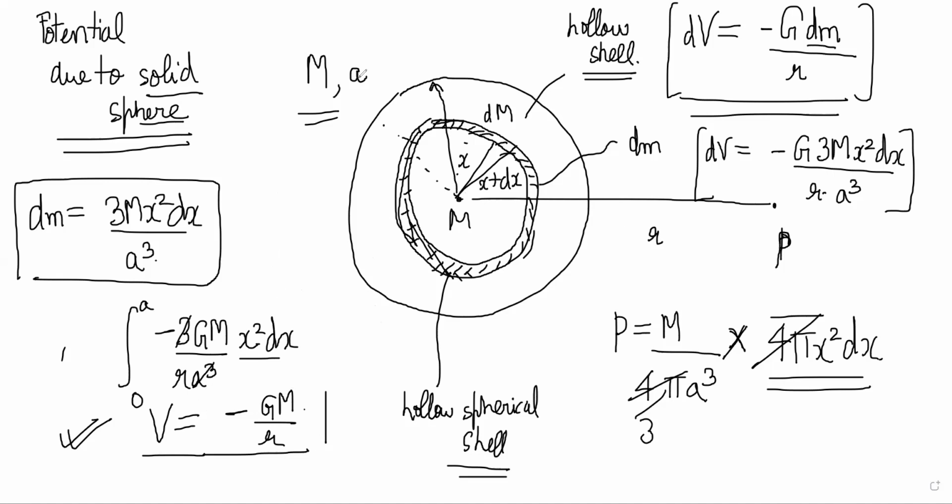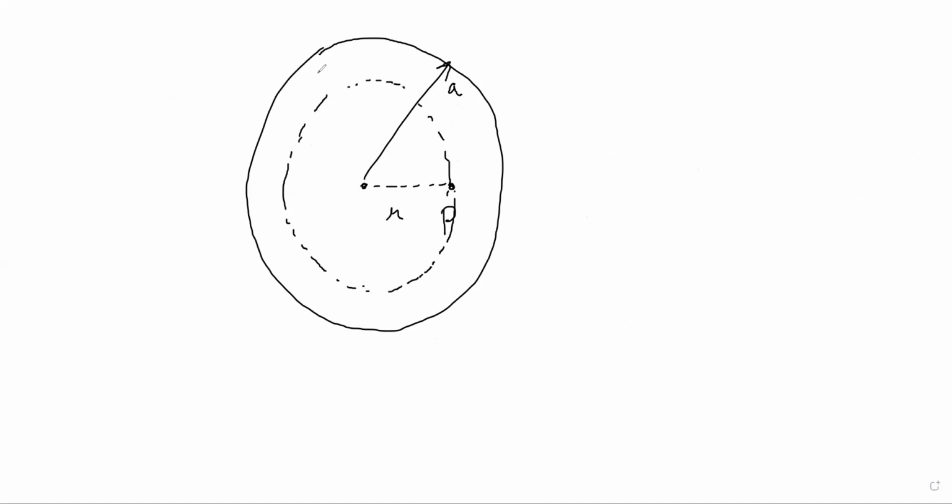The other case is when the point is inside. Let's say the point is here. This distance is r, the radius is a, and now you have to consider this situation. First of all, we will draw a line like this, which will mark out a hollow sphere till the point P. If you take any shell outside, right?